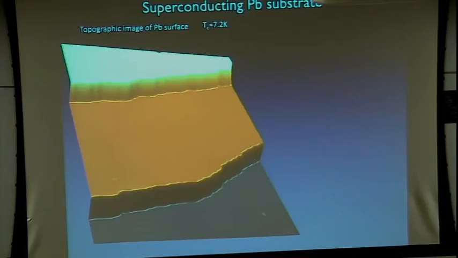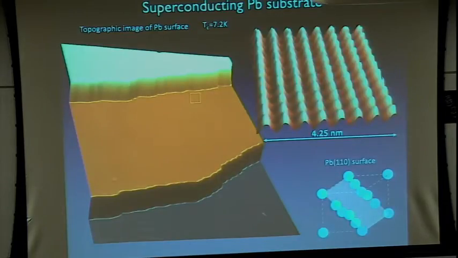So the advantage of this experiment was to work on lead. Lead is one of the most well understood superconductors we know of. It's a BCS superconductor, and you can call somebody and get a lead crystal. Don't eat it, but you can put it inside this instrument and bombard it with argon atoms and anneal it, and it can basically make a beautiful crystalline surface.